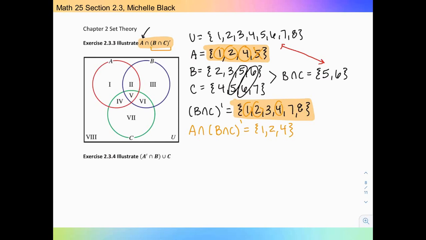So to shade the region that represents A intersect the complement of B intersect C, I need to shade in regions 1, 2, and 4. Any element that lives within this region also lives within the set A intersect the complement of B intersect C.